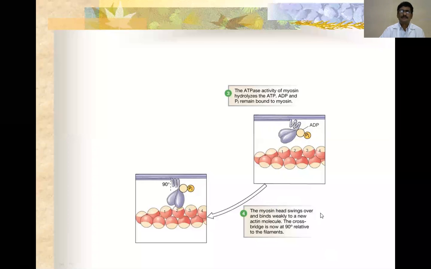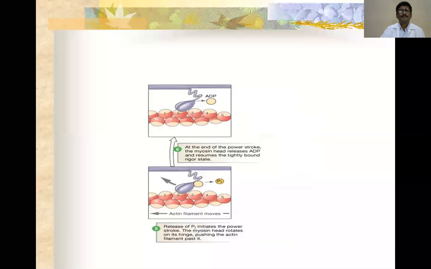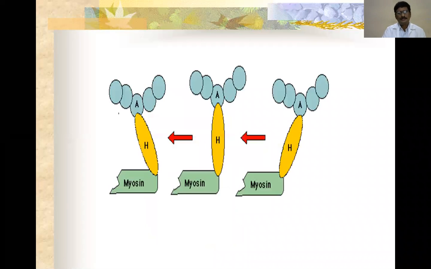The myosin head swings over and binds weakly to a new active molecule, and the cross bridge is now at 90 degrees relative to the filaments. So every time it binds and tilts, binds, tilts, like this it goes. Every time it produces a power stroke, and there is a sliding of actin filaments over the myosin filaments, leading to the decrease in sarcomere length. We call it muscle contraction.